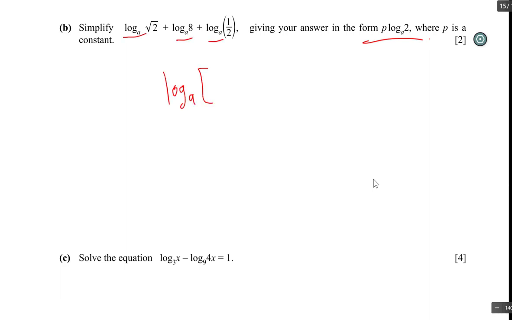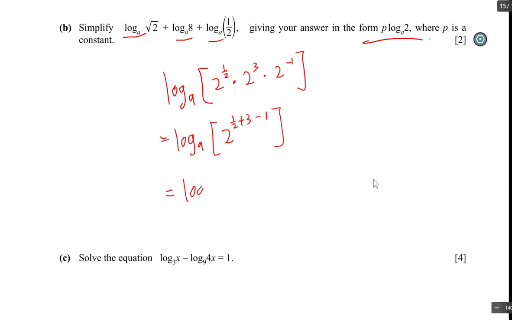Plus means multiply. Square root 2, yeah. I can make everything in terms of 2, right? Square root 2 is 2 to the power of half. 8 is 2 to the power of 3. Half is 2 to the power of negative 1. Then multiply. The indices tell us multiply means add the powers, right? Plus 3 minus 1. So my log a, this is 3.5, 2.5. Is it 2.5? Yeah, 5 over 2.